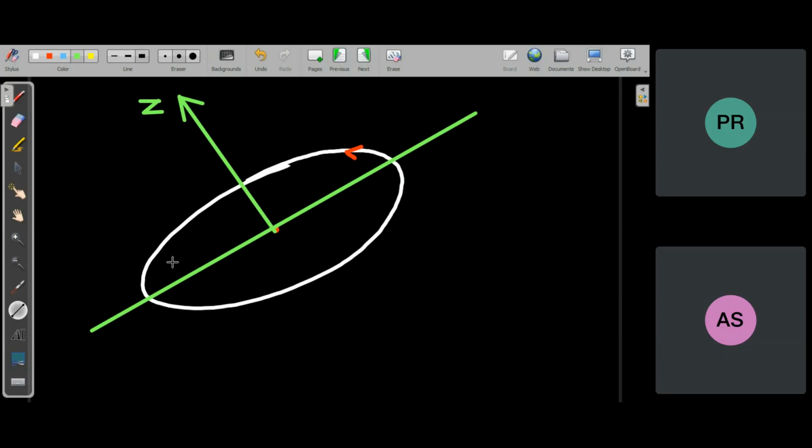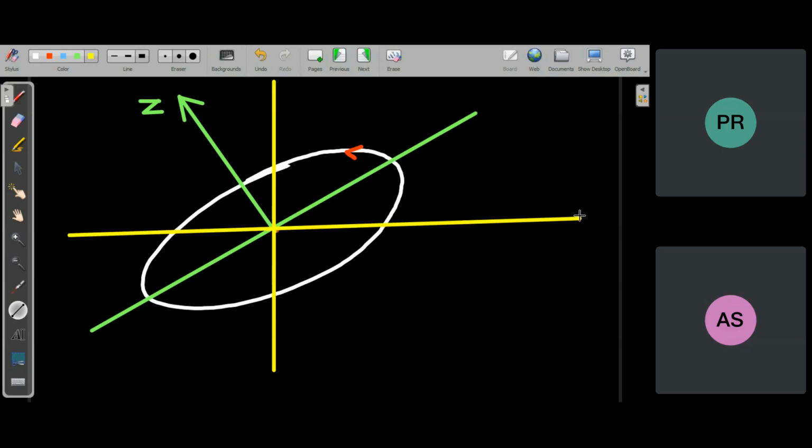Yes, sir. So it will be along the axis. But now, if you say that no, I will take my x-axis, I will take my y-axis as this, and my x-axis as this. Are you getting? And then you will have to take components.